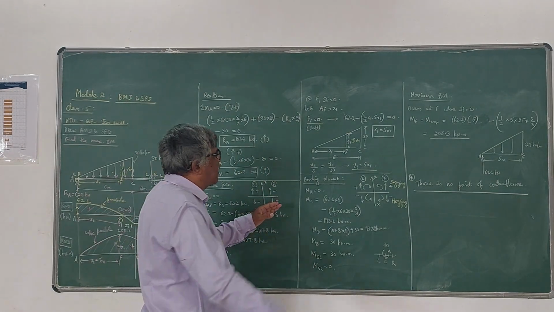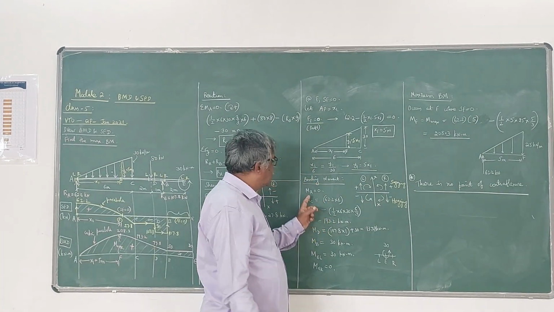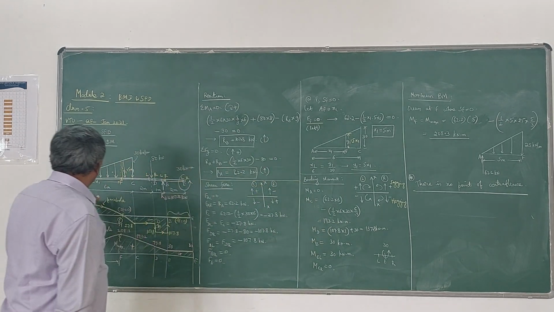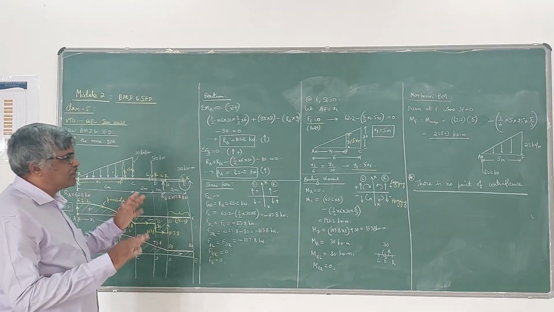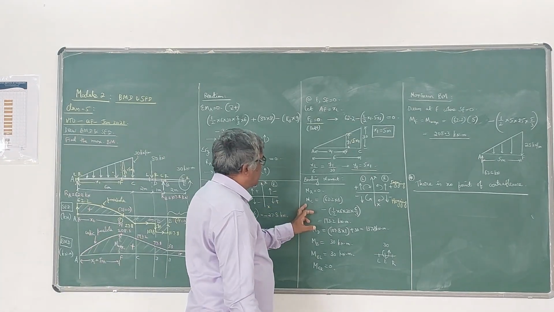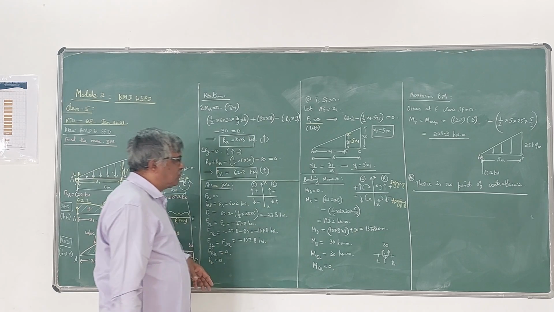Now let us calculate the bending moment at other points. You know that at the end support, simple support A, the bending moment is 0, because on the left side of that, nothing is there, no moment is there, no force is there, therefore it is 0. Then you come to point C.